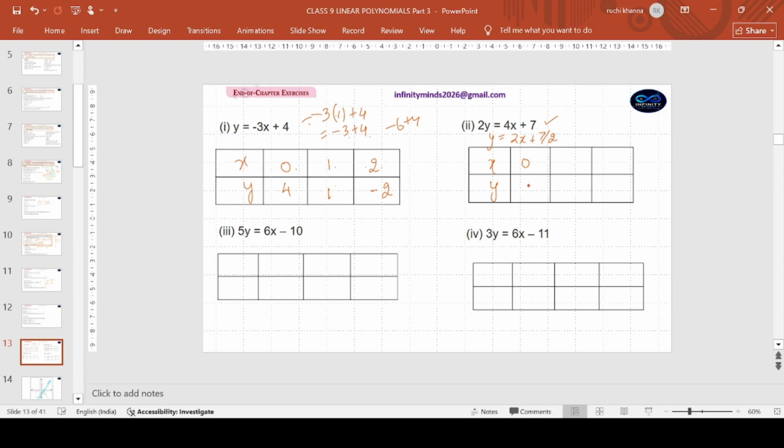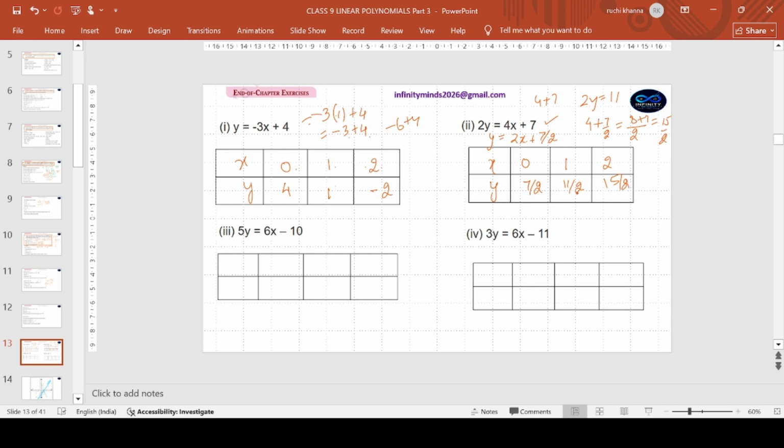If I take the point 0, it's 7 by 2 that we had already got. If you take x as 1, then 4 plus 7 is 11, so you get 2y equals 11. Of course you have to get the value of y, so 11 by 2 will come. If you feel you will make an error, you better convert and do the calculations. If x is 2, then 4 plus 7 by 2: take LCM, 8 plus 7, 15 by 2.